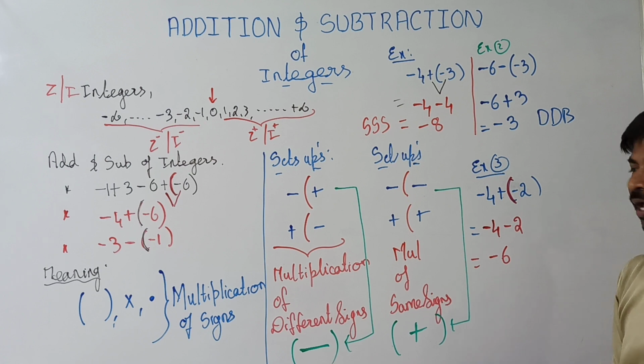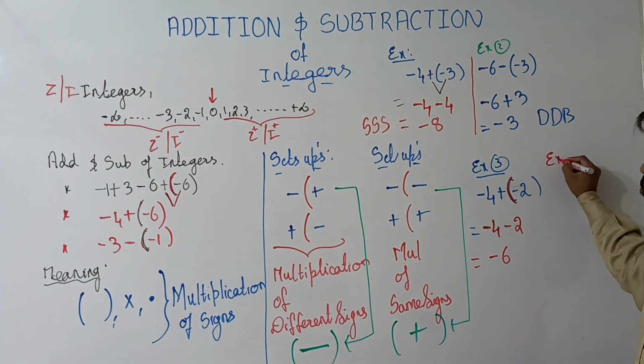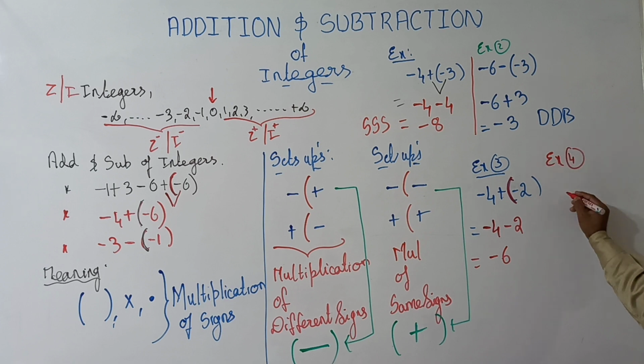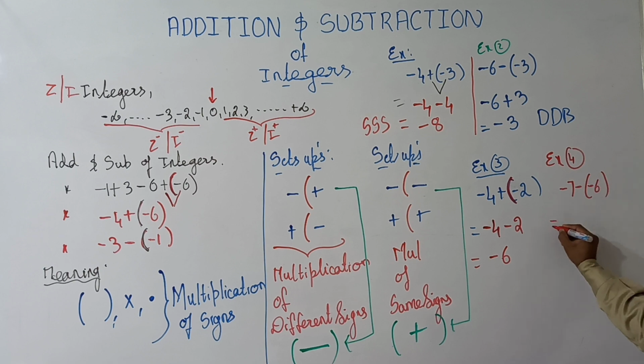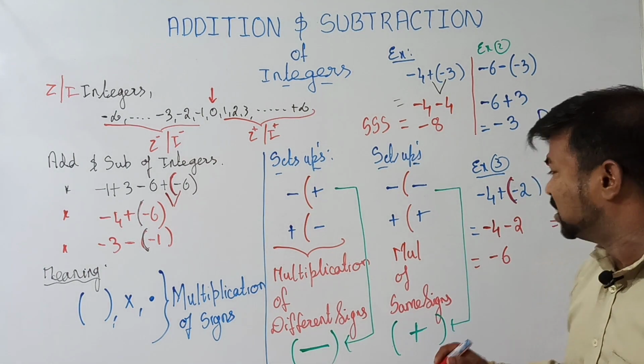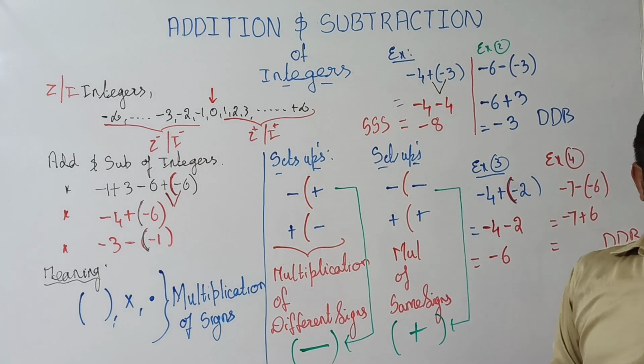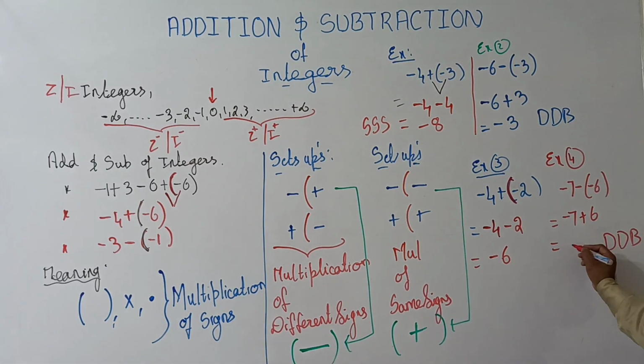Okay, let's go for the last sum of this video now. Example 4. I would like to do minus 7 minus of minus 6. Okay, now minus 7 minus into minus, it's plus, and it's plus 6, and we are applying the formula DDB. Different signs, find the difference and keep the bigger number's sign. So it's nothing but minus 1.